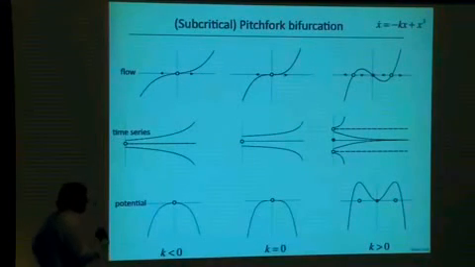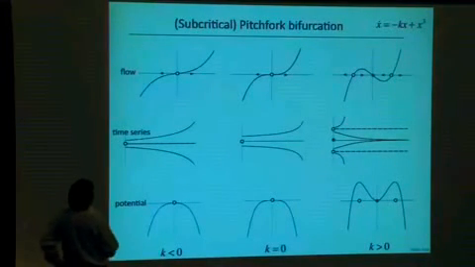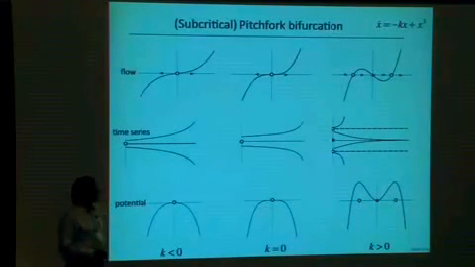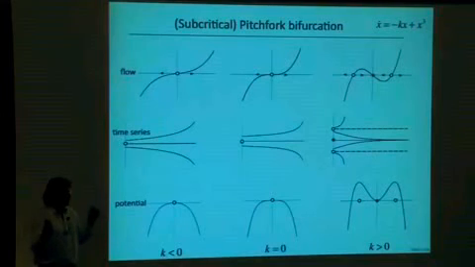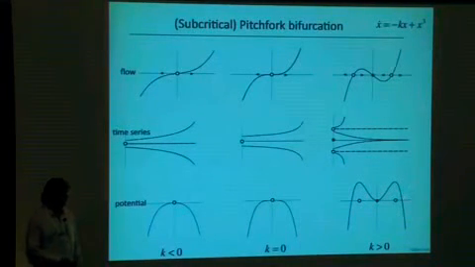The third type of bifurcation is a subcritical Pitchfork bifurcation, where, mathematically, it almost looks like a Pitchfork bifurcation, just one sign has changed. But what we have here is one stable minimum surrounded by two thresholds, and when you cross the threshold, you move away to infinity.